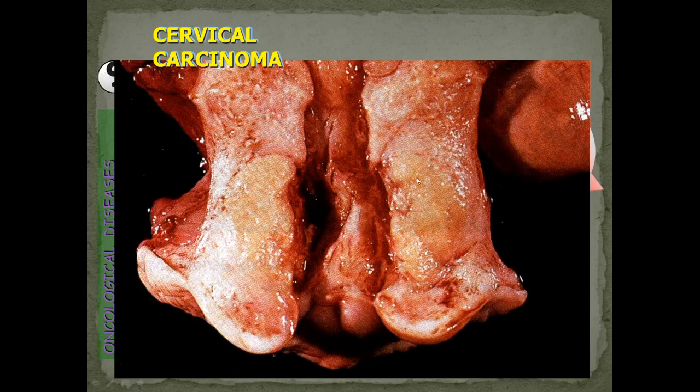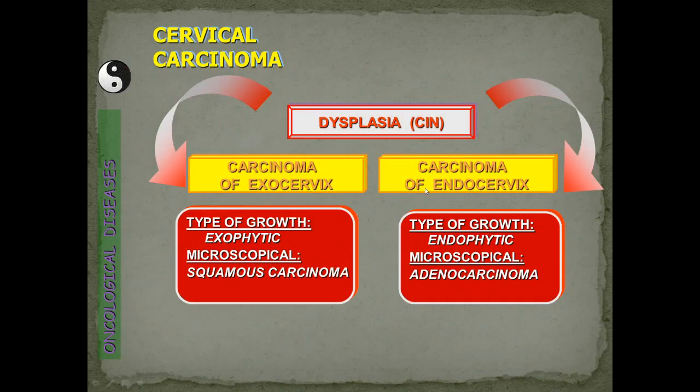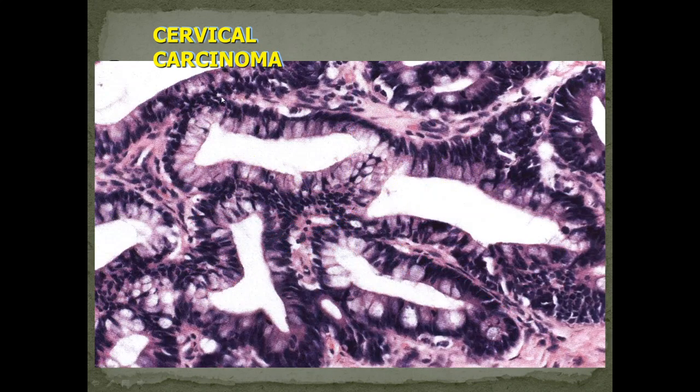So endophytic growth. And microscopically, you see what? You see glands. Yes, they are atypical. They contain significantly atypical cells, but we still could recognize glands. That's why this is adenocarcinoma.